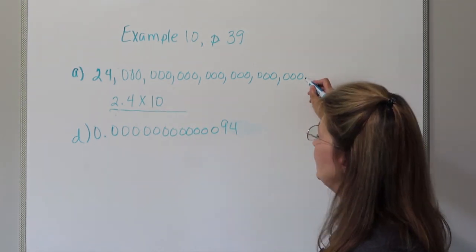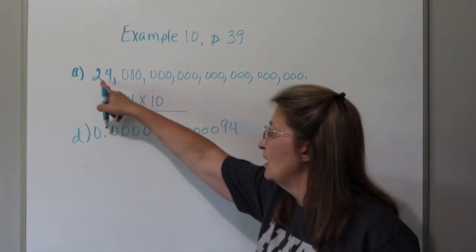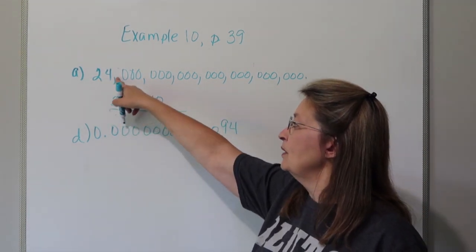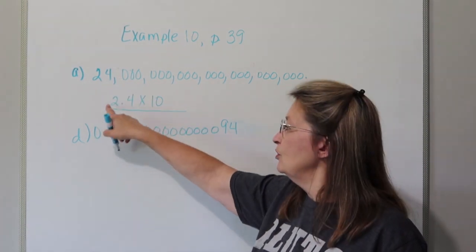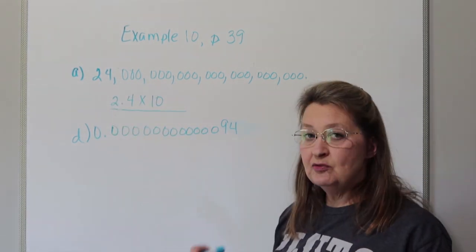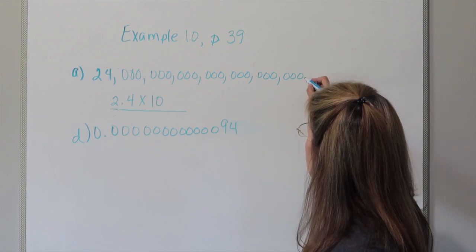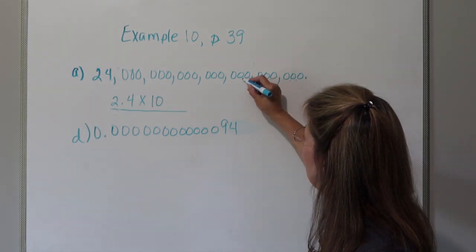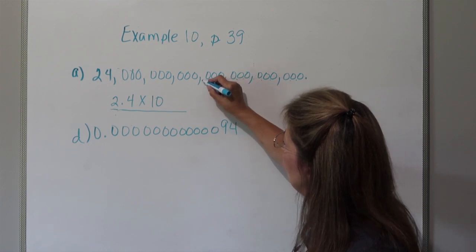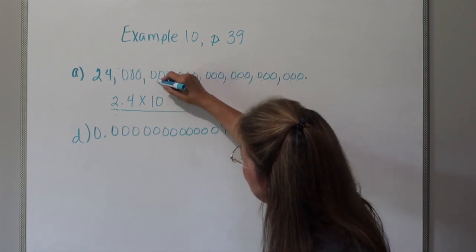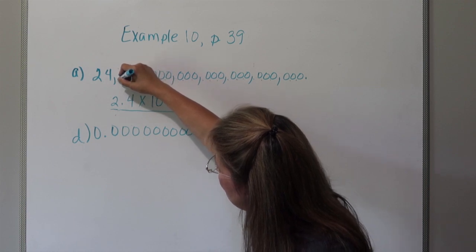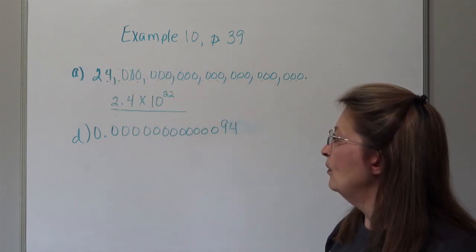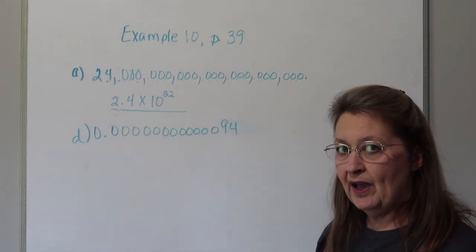Now let's see how many spaces it's going to take us to get all the way down here between the 2 and the 4. The biggest mistake I see is people will stop right here. Remember, your A right here has to be between 1 and 10. So let's count backwards. 1, 2, 3, 4, 5, 6, 7, 8, 9, 10, 11, 12, 13, 14, 15, 16, 17, 18, 19, 20, 21, 22. So it's going to be 2.4 times 10 to the 22nd power.